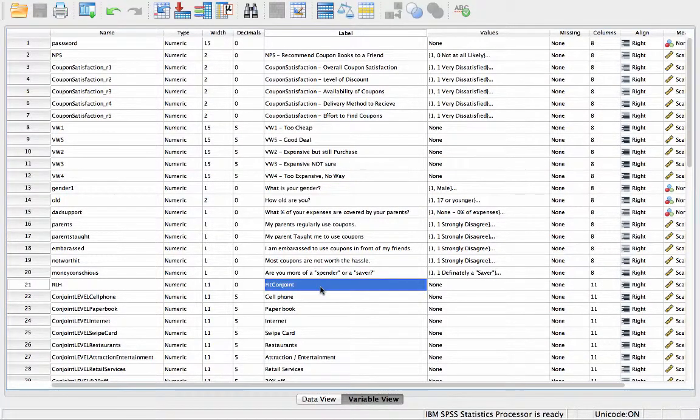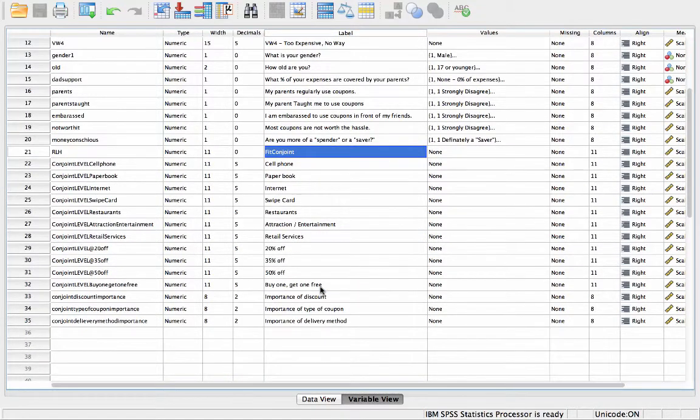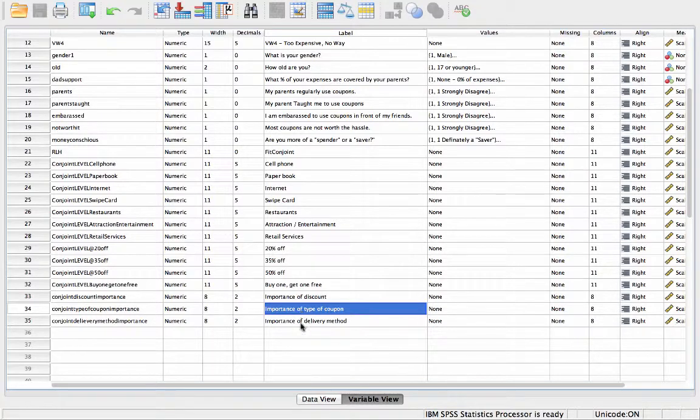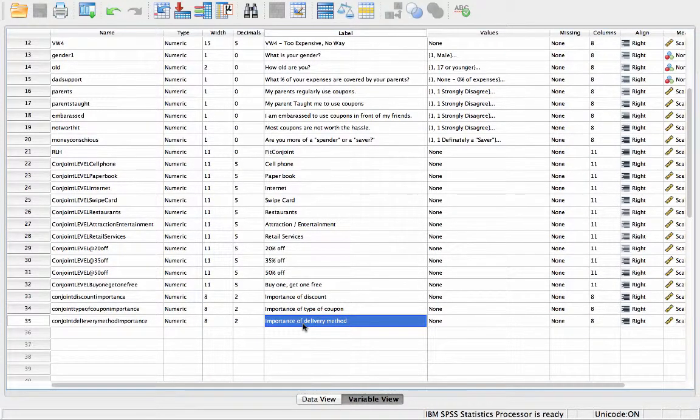Then we have down here conjoint, and the last analysis that we're going to do is with conjoint. In conjoint, you're going to learn that we have levels and we have attributes. Here's the level, and you can see right in the title, conjoint level for cell phone, paperback book. These are all the levels. This will mean a lot more to you coming down the pike, but just know that right in the name is the levels. Then in the attributes, where we're going to look at importance, we have conjoint discount importance, importance of type of coupon, and importance of delivery method. So that's your database.